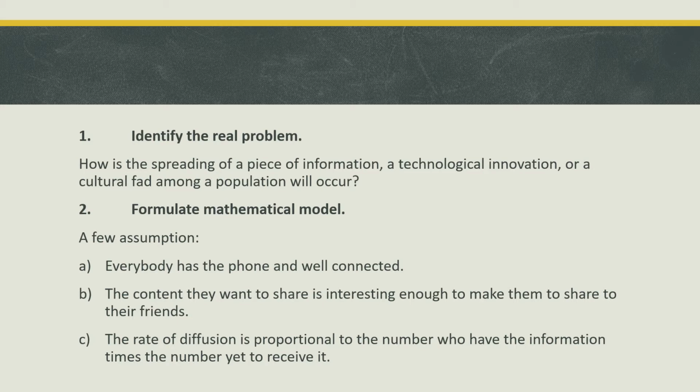The first assumption is everybody has a phone and is well connected. Second assumption, the content they want to share is interesting enough to make them share it with their friends. And the third assumption, the rate of diffusion is proportional to the number of those who have the information times the number yet to receive it.